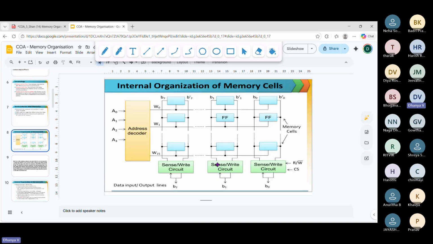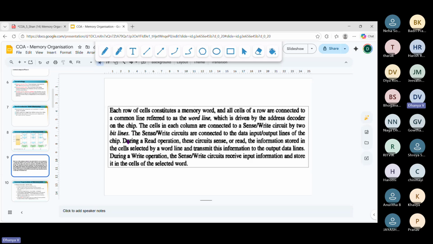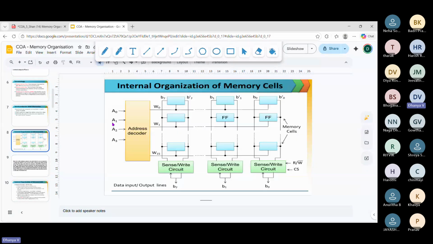So it's just how the organization is. It's connected to two bit lines and to the data input and output lines, the sense and write units. So what is it going to do? During a read operation, these circuits sense or read the information stored in the cells selected by the word line and transmit this information to the output data lines. So it's a decoder, right? We all know how a decoder works. Based on the address lines, any one of these 16 lines will be chosen. Based on that location, the sense or write circuit will detect what that data is and then send it to the output unit. That is how read works.